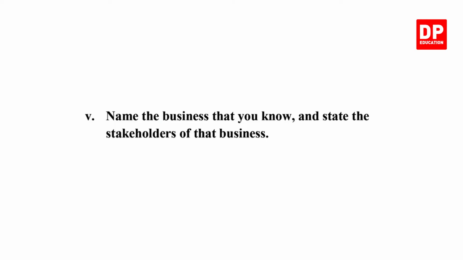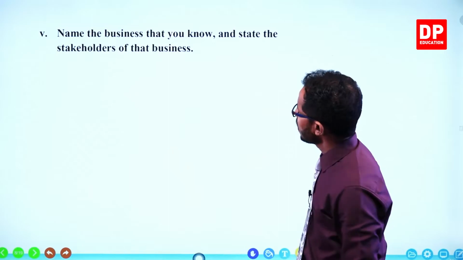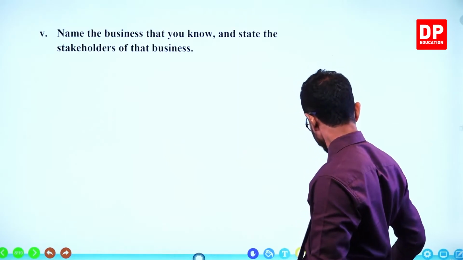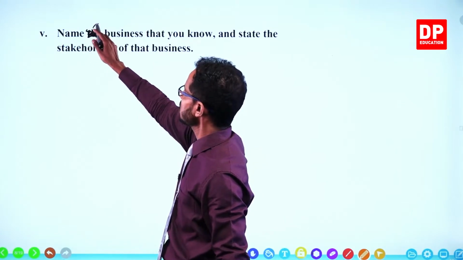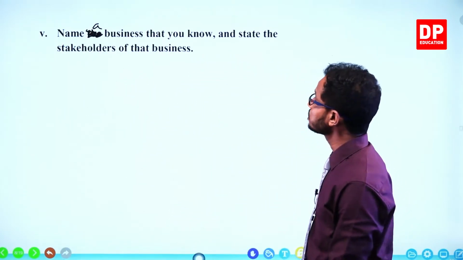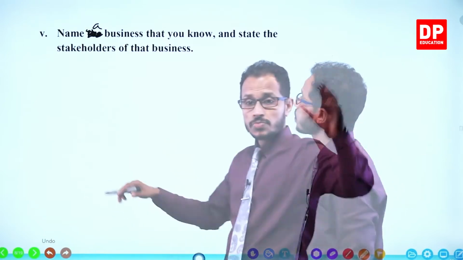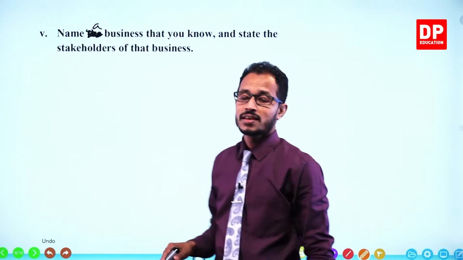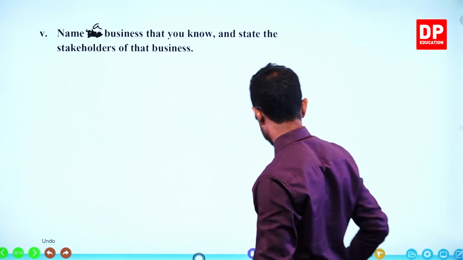All right, let's move on to the last part of this question. Name a business that you know and state the stakeholders. It should be name a business, right? Name a business that you know and state stakeholders of that business. But the stakeholders are the same. Yeah, stakeholders are the same means what? Stakeholder groups. It's the same.